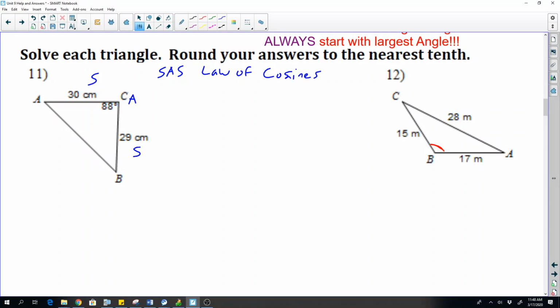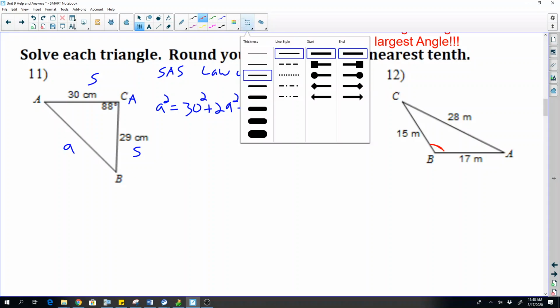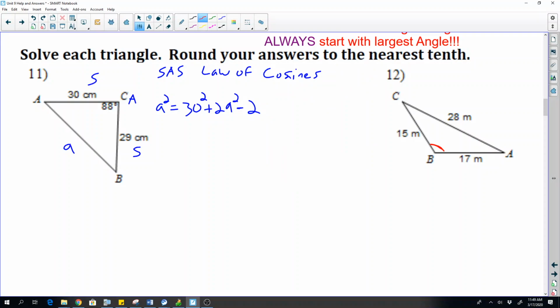In this case, we're trying to solve for little a. Remember how to do that from the first front page? Come on, you know how to do that. So we're going to do a squared is equal to the two sides squared and added. So 30 squared plus 29 squared minus 2. Let's write it as a formula, remember? That part doesn't change. It stays the same for each formula.